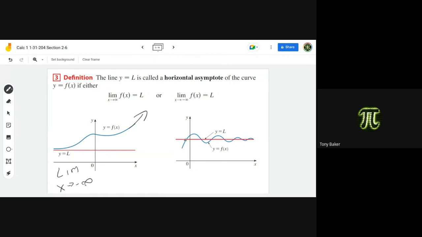Remember, I said it can cross it. It keeps crossing the horizontal asymptote. However, as it's getting further and further out, that oscillation is getting smaller and smaller. So it is still necessarily going to that horizontal asymptote. So this one would be like the limit as x is going to infinity.